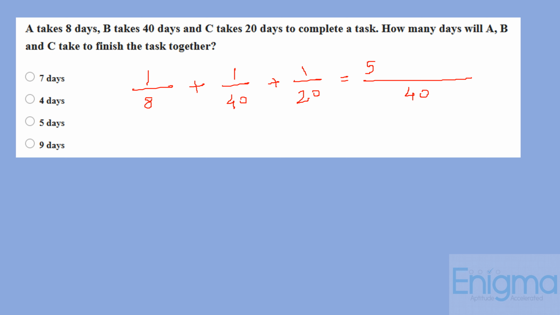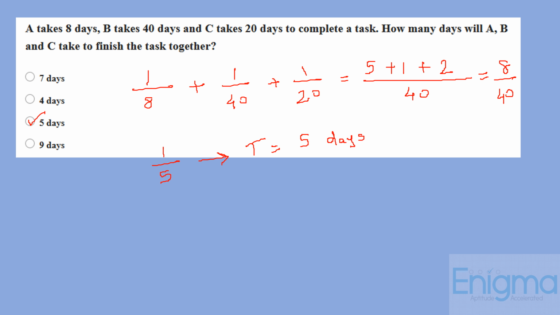8 5s are 40, so 5 plus 1 plus 2 2s are 40, so plus 2. So we get here 8 upon 40. 8 upon 40 can be reduced to 1 by 5. Now this much is the amount of work done in one day. So the time is inverse of this thing. So the answer is 5 days.